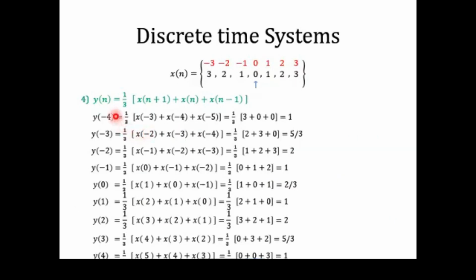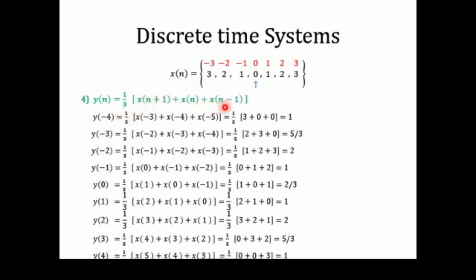Another possible way to calculate the output of the moving average system is that we can put various values of small n in order to calculate y of n. So here we have put n equal to minus 4, minus 3, minus 2 and so on up to plus 4. When we put minus 4 in this difference equation, it will become y of minus 4 equal to 1 over 3.